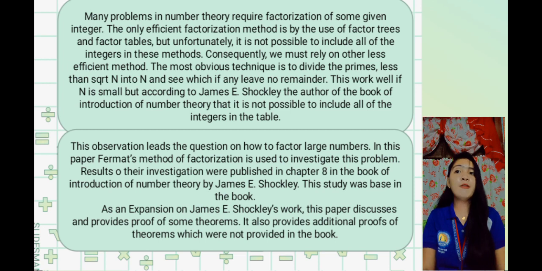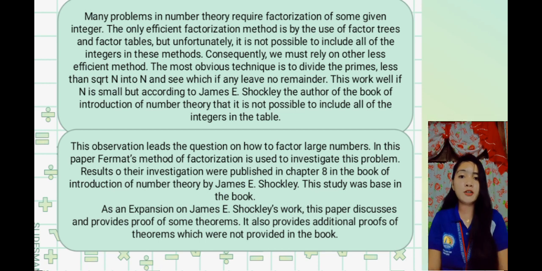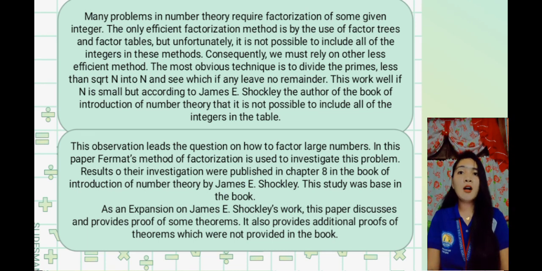This works well if n is small, but according to James E. Shackley, the author of the book Introduction to Number Theory, it is not possible to include all of the integers in the table. This observation leads to the question of how to factor large numbers. In this study, Fermat's method of factorization is used to investigate this problem. Results of their investigation were published in Chapter 8 in the book Introduction to Number Theory by James E. Shackley. This study was based on the book.